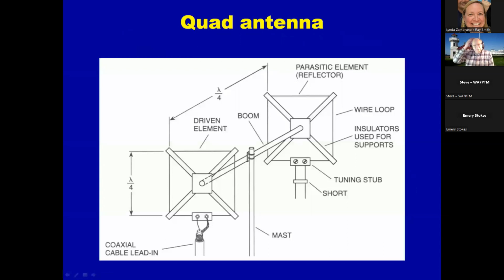This is another type of directional antenna called a quad, and again, it has a driven element and then it has a reflector. In this case, it doesn't have directors, just the driven element and a reflector.